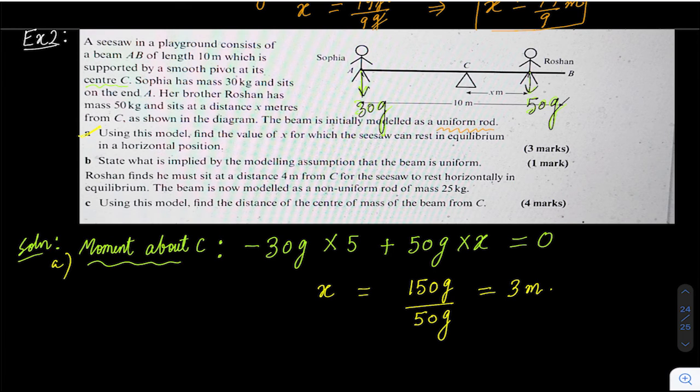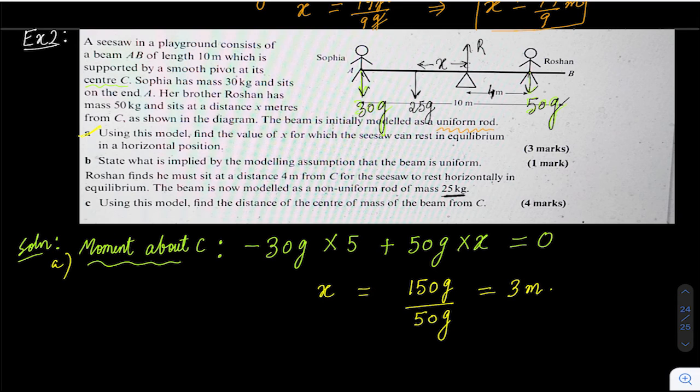okay, so let's make a new diagram. So now what's happening is, we know this distance is 4 meters. So Roshan is sitting at a distance of 4 meters from center, and the mass of the beam is 25 kg, but we don't know where the center of mass is. So actually we have to find that. So let's take that the center of mass is somewhere here at a distance of x from C. Okay. So there will be a reaction force here, correct? So let's take the reaction force as R.